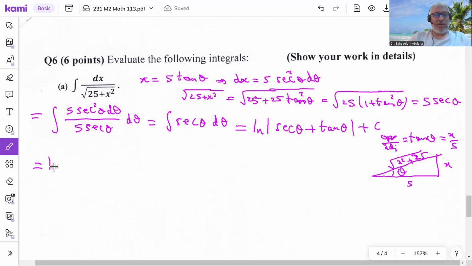So the answer would be ln. Now, what is secant theta? Secant theta is the reciprocal of cosine. Cosine is adjacent over hypotenuse, so secant would be hypotenuse over adjacent. So it would be the square root of x squared plus 25 over 5. This is secant theta, plus tan theta, which is x over 5, plus c, and this would be the final answer.